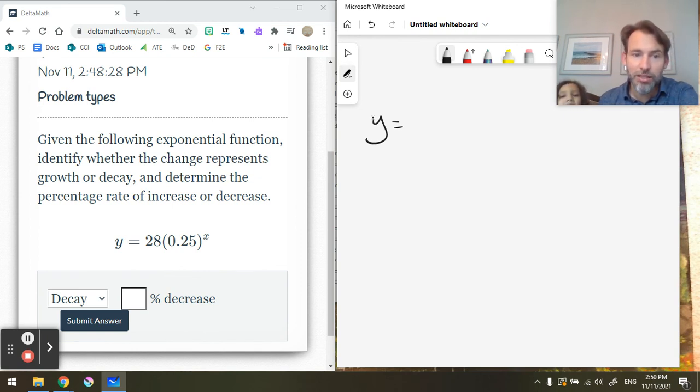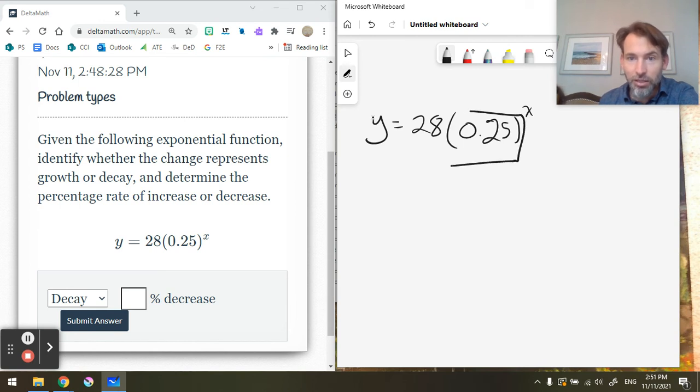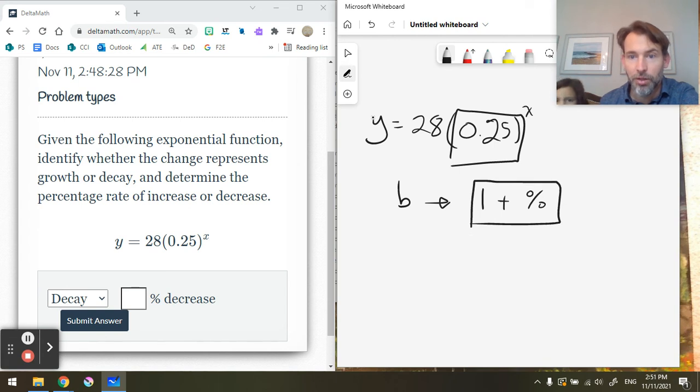If I have y is equal to 28, doesn't matter what number is there, times 0.25 raised to the x, I create this number here. This number is my b, and b is composed of 1 plus the percentage change as a decimal. That's important to remember. And so if this was 1 plus something, that thing must have been negative 0.75.